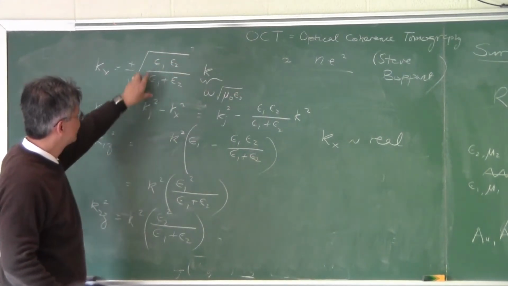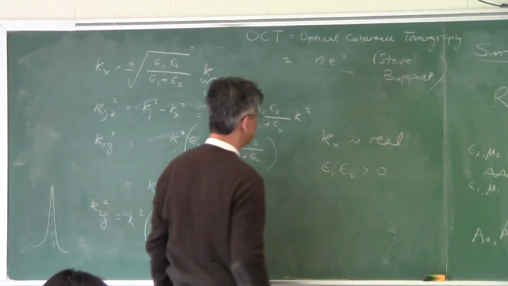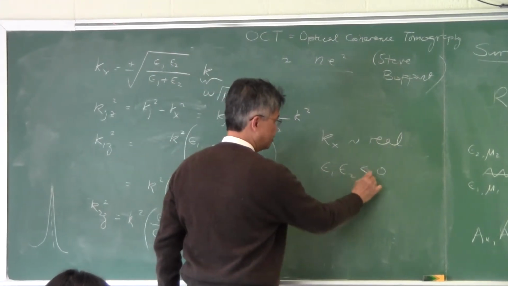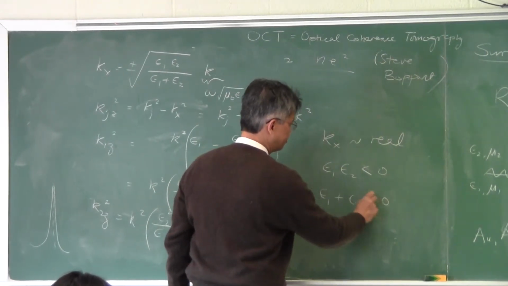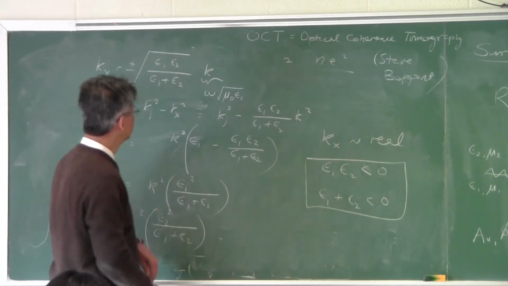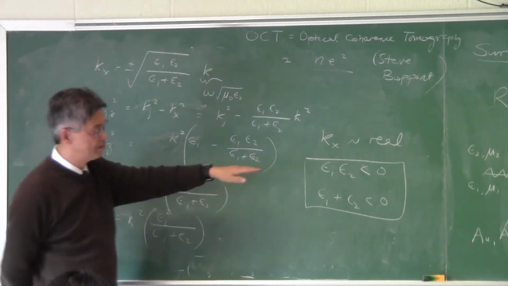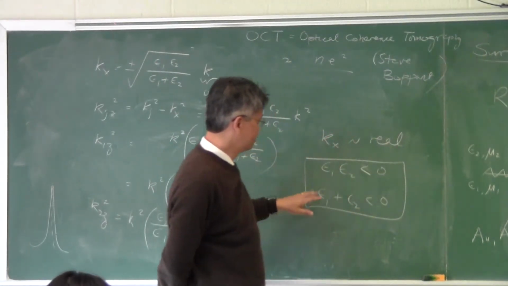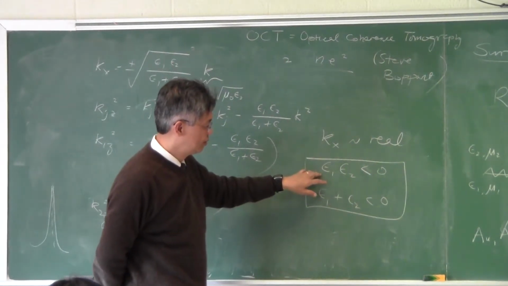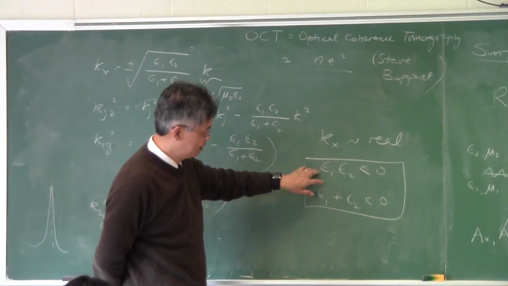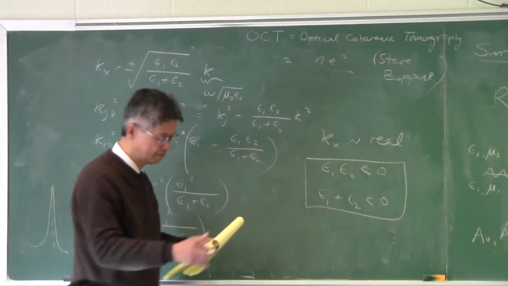So one way for this thing not to be negative is that epsilon 1 epsilon 2 is negative, because one of these is negative, okay? And then you have epsilon 1 plus epsilon 2 is negative. If you have both of these satisfied, then this kx can be real and positive, and you can have a propagating mode. You can have an SPP guided on the surface if this is true. And this does happen for gold and silver metal, because epsilon 1 is negative in this picture.